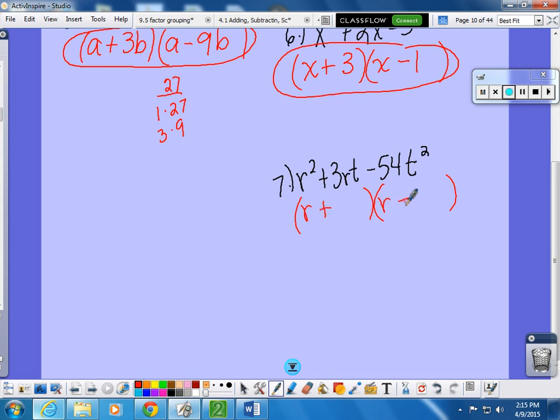Okay, factors of 54 that I would subtract to give me 3? 1 and 54. Yeah, I got 1 and 54. 26 times 2. 2 times 27. Yep. Oh, 3 times 18. 6 and 9. So R plus 9, and R minus 6.